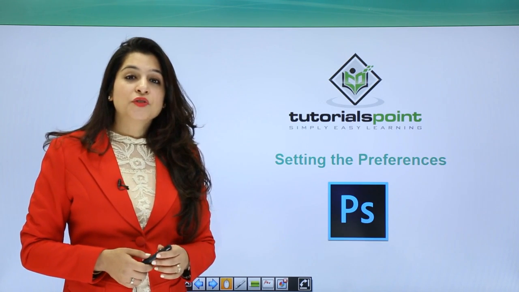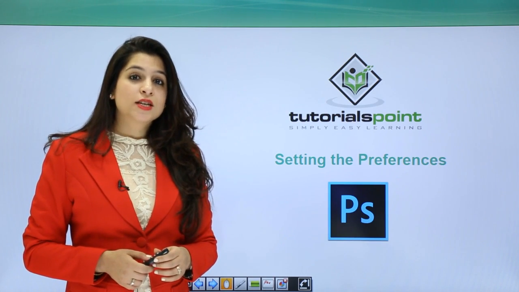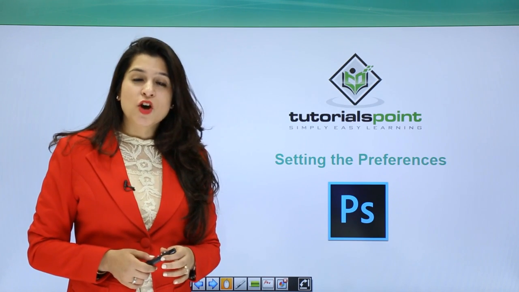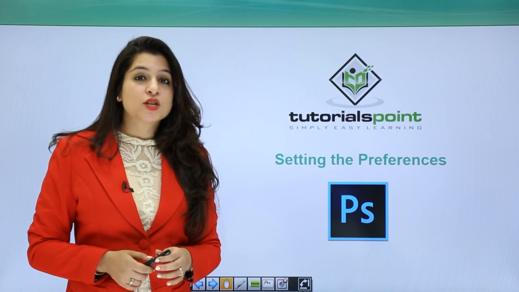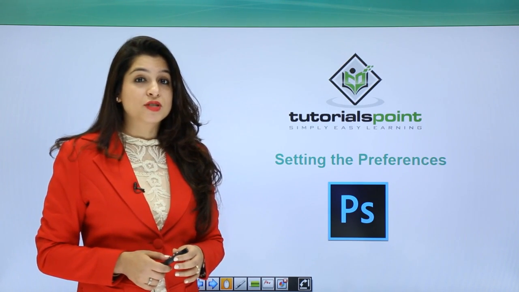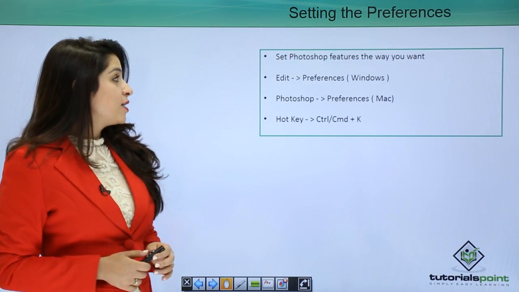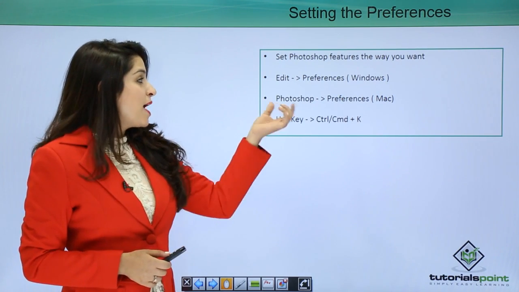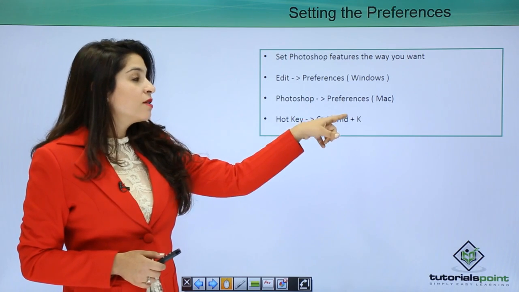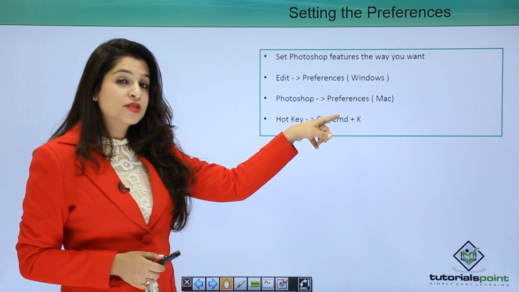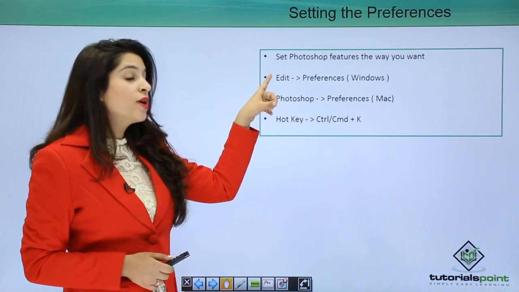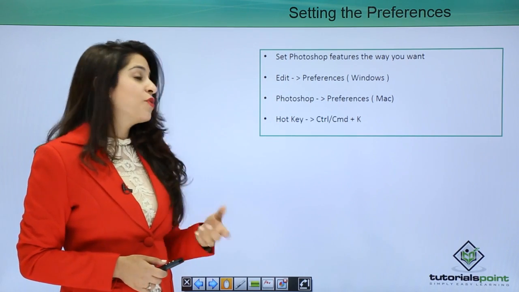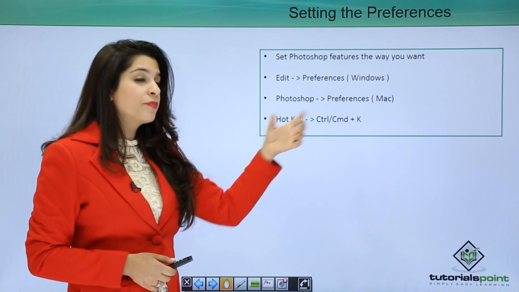Hi, now that we've understood the workspace and the hotkeys, we can also go ahead and set our own preferences. Photoshop gives us the flexibility to choose our own preferences. To set the Photoshop features the way you want, Mac users go to Photoshop, click on Preferences and change your preferences. For Windows, you go to Edit and click on Preferences. The hotkey to change your preference is Control plus K.